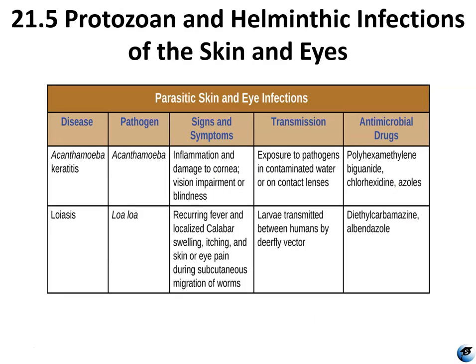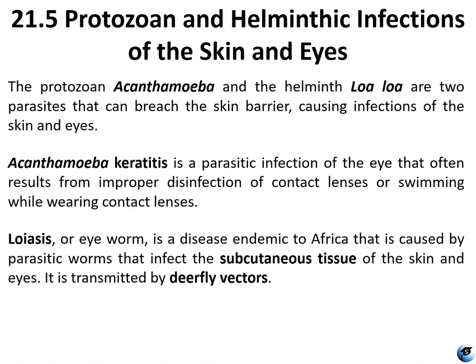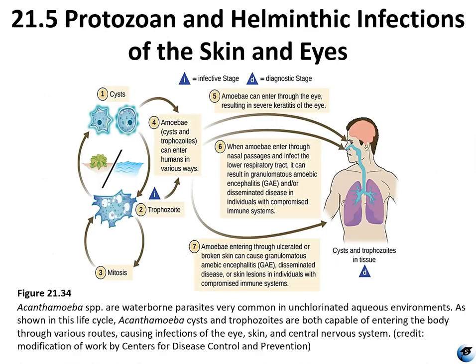Parasitic skin and eye infections. So this is going to be helminths. If you have helminths that are breaching the skin barrier, you can have infections. We have here Loa loa disease, Acanthamoeba keratitis, and Loa loa, the eyeworm. This one is going to be endemic to Africa, and it is a subcutaneous infection that is transmitted by deer flies.